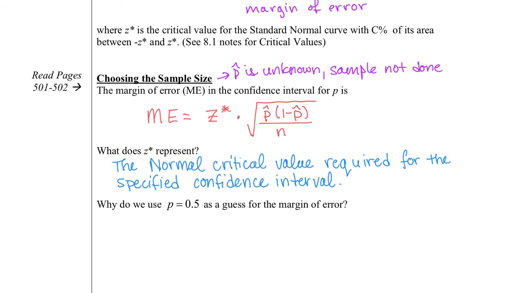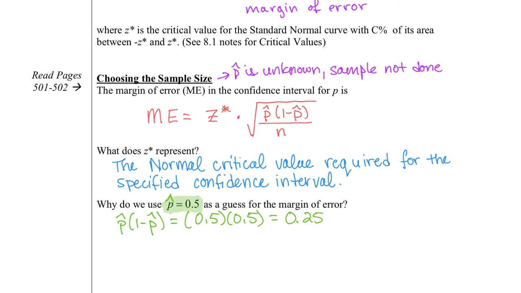And finally, we are going to let our p hat equal 0.5 as a guess for our margin of error. That p needed the hat on it. Why are we going to use 0.5? Anytime it asks you to do this question, we're going to use 0.5. So in the standard deviation formula, we've got p hat times 1 minus p hat. If p hat equals 0.5, then 1 minus p hat is also 0.5. And that will give me 0.25.